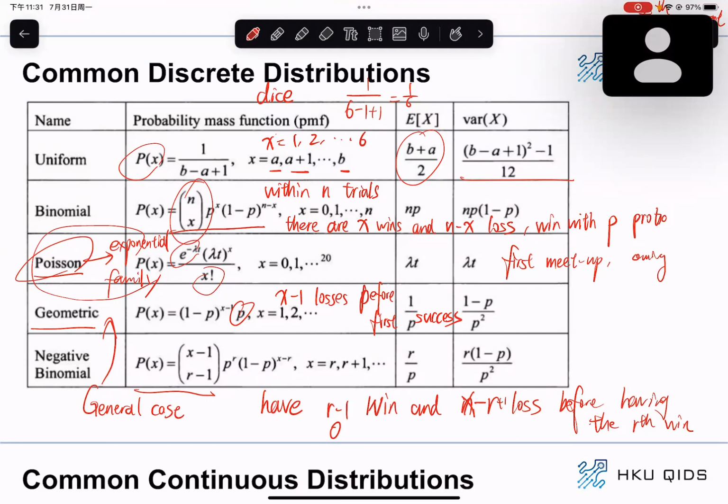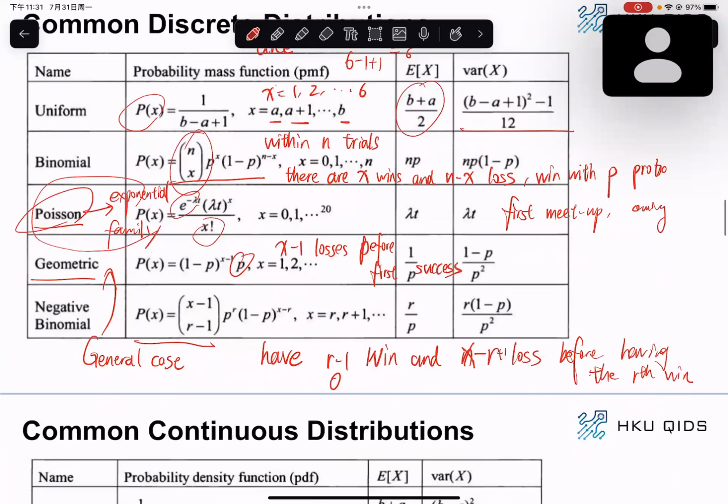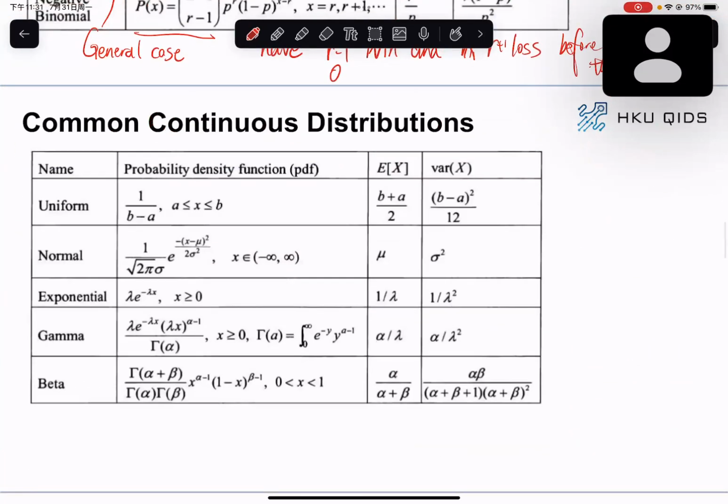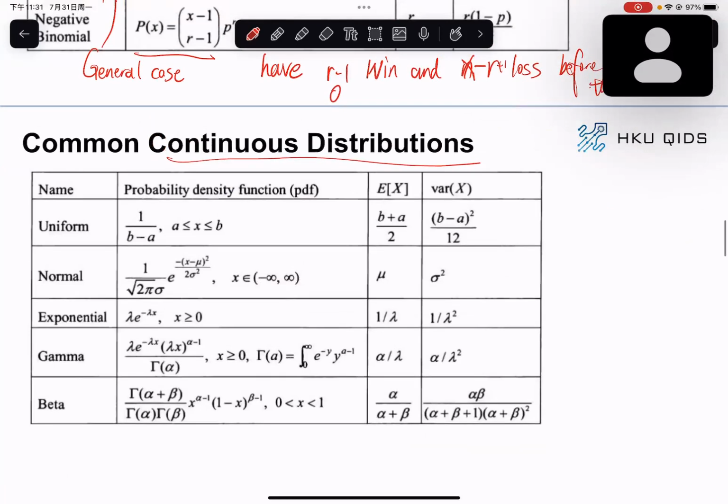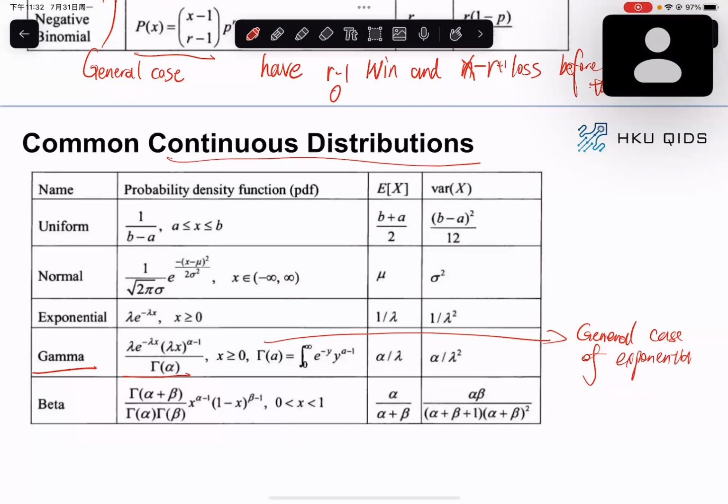It is quite frequently seen in the whole set of distribution definitions that some distributions are basically just the general case of another. It will become more obvious when I talk about the continuous distributions. For example, for the gamma case here, it looks quite complex, and it makes you worried whether you can understand it. But gamma is just the general case of the exponential distribution.